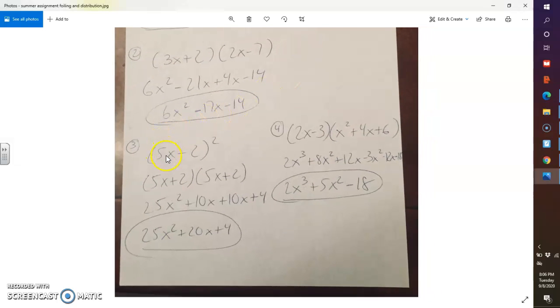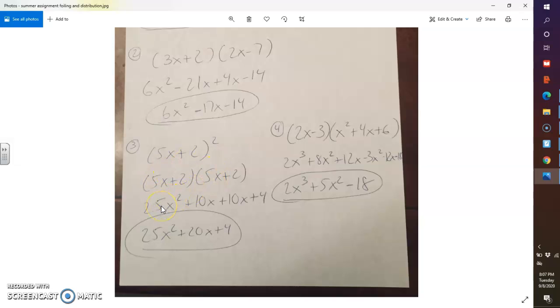In our third one, this comes up quite a bit. We have a binomial squared. So 5x plus 2, this quantity in the parentheses squared. And the common mistake is people just want to do 5x squared and 2 squared. We can't do that. We have to write the entire term out twice so we get a middle term. So anytime you see a binomial squared, you've got to immediately write it like this and FOIL.